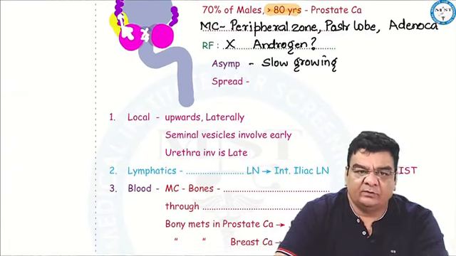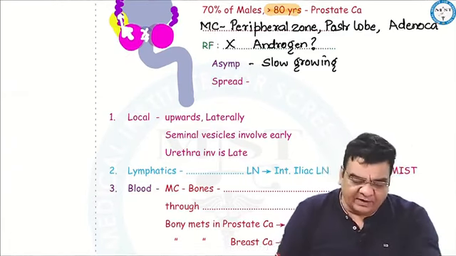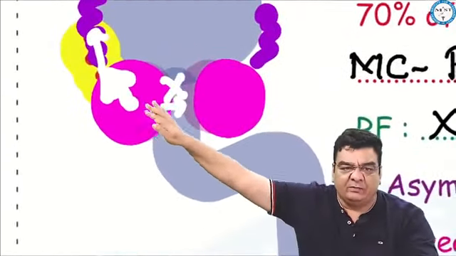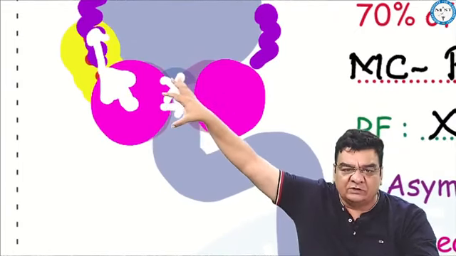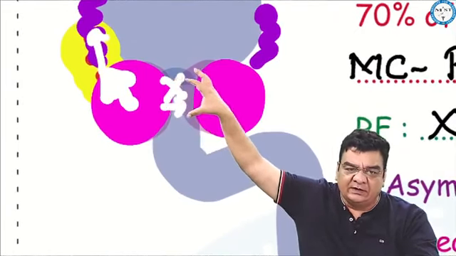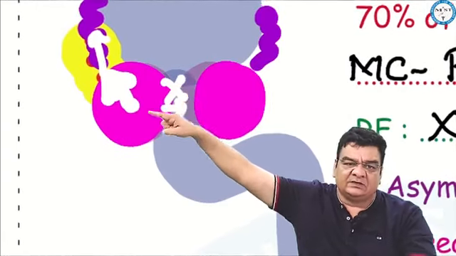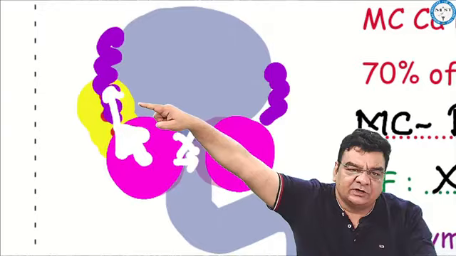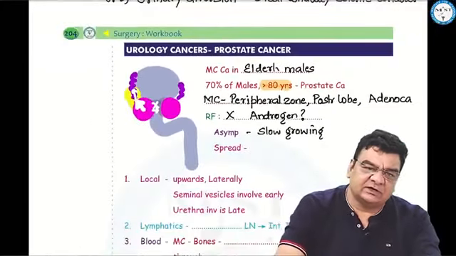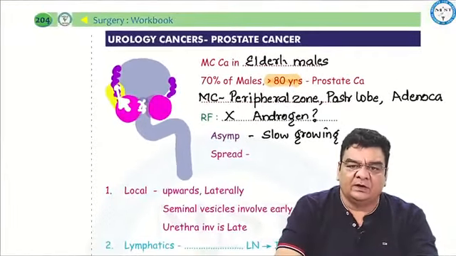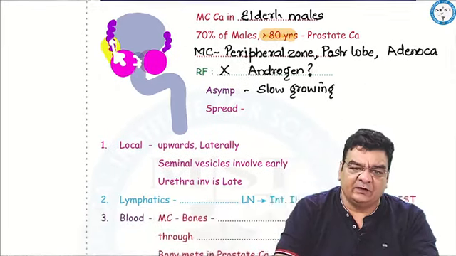That is what we have to remember, because if by chance this cancer would have been spreading medially, it would have caused traffic jam in the urethra, and then the patient would have presented with the symptoms early. But this cancer spreads upwards and laterally, so the seminal vesicles get involved early, but urethral involvement is late in prostate cancer.